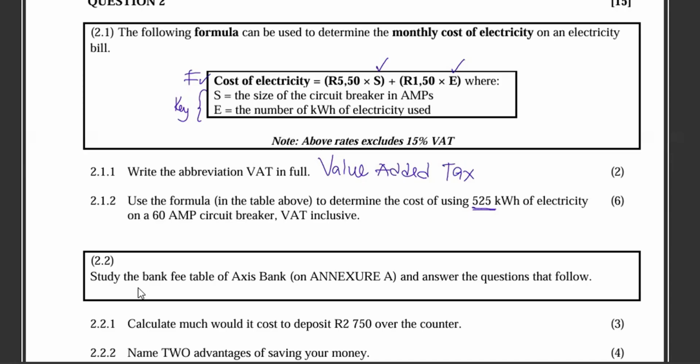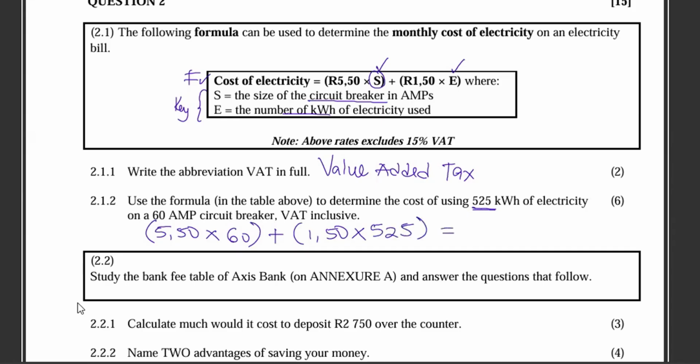So what do you have to do? The way you see the formula, please rewrite it and you will put it where you see S. Where you see S, you put the size of the circuit breaker, and where you see E, you put the number of kilowatts that you're going to use. So we shall start by saying 5 rand 50 cents times, what's our circuit breaker size? They told us it was 60, so we shall put the 60 there, close brackets, plus, open brackets, 1 rand 50 cents times the number of units used. That's the first thing that you're supposed to do.